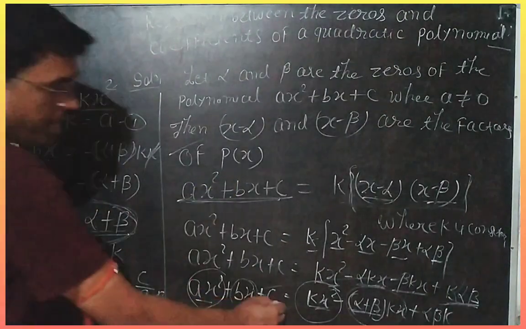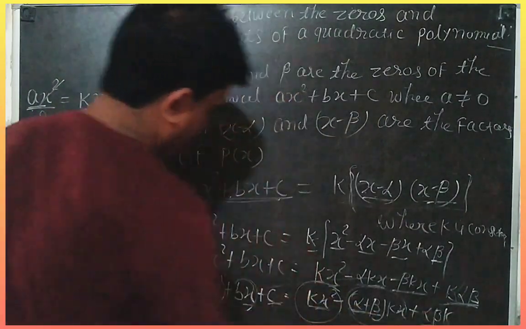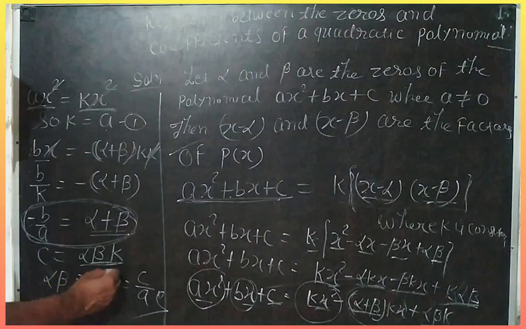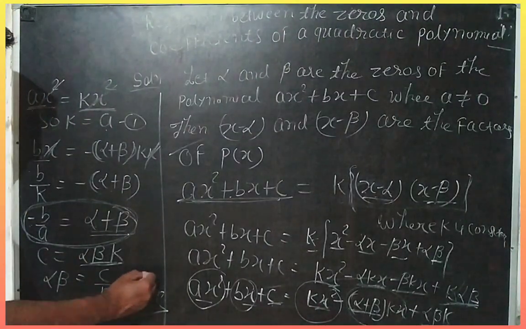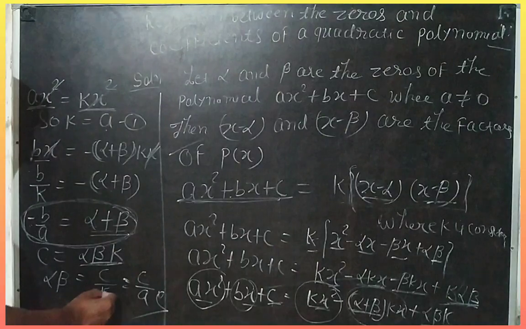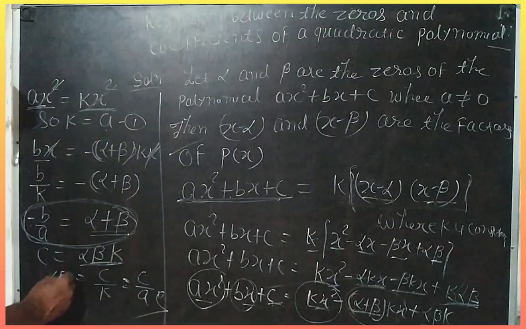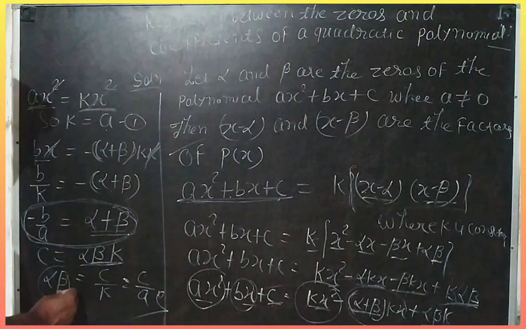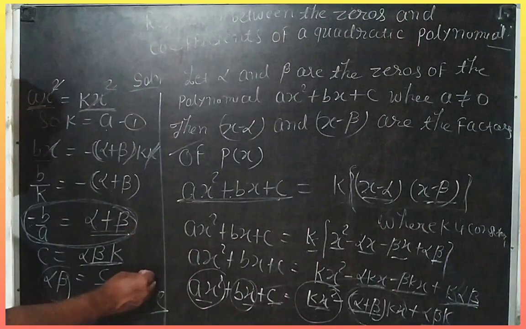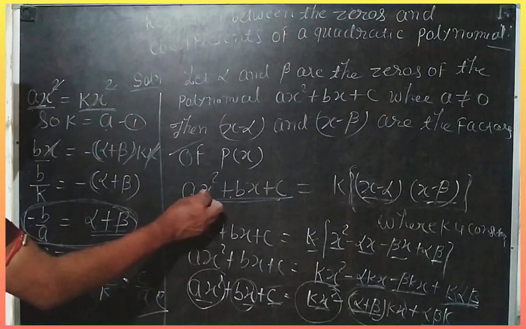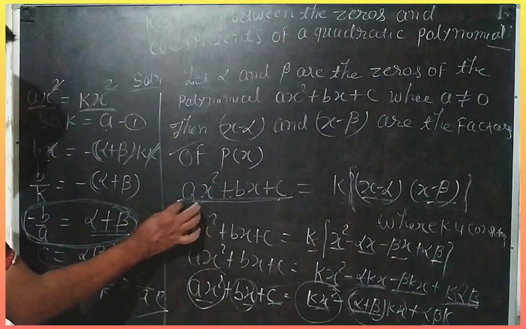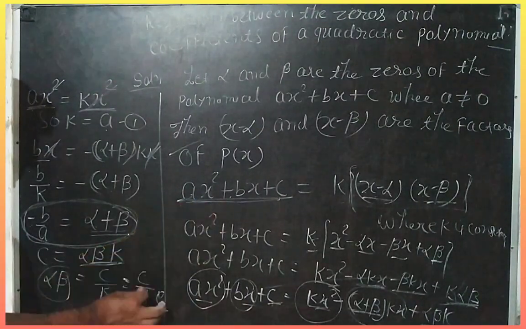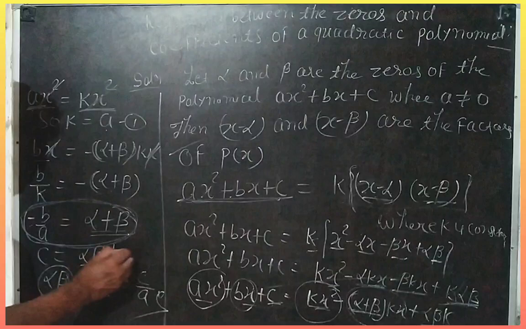Similarly, here is c and here is alpha beta k. So I write alpha beta k is equal to c. So alpha into beta is equal to c by k. Hence it is equal to c by a. In place of k, write a from here. So the product of the two zeros of the polynomial is equal to the constant term by the coefficient of x square.